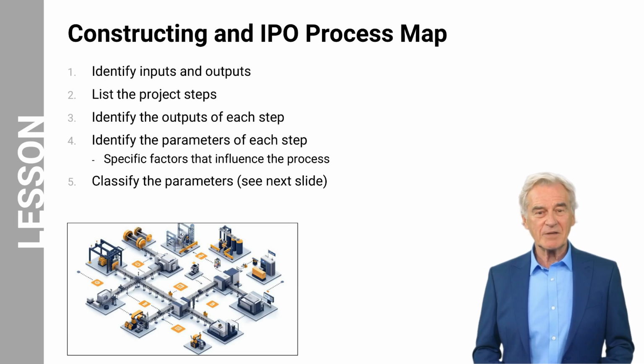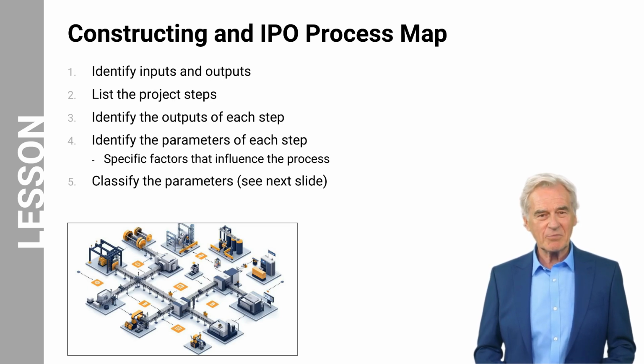Third, identify the outputs for each step. This means noting the specific outcomes or products produced at the end of each individual stage within the overall process. Fourth, determine the parameters of each step. Parameters are specific factors that influence the process, affecting how inputs are transformed into outputs. Lastly, classify the parameters into their categories.